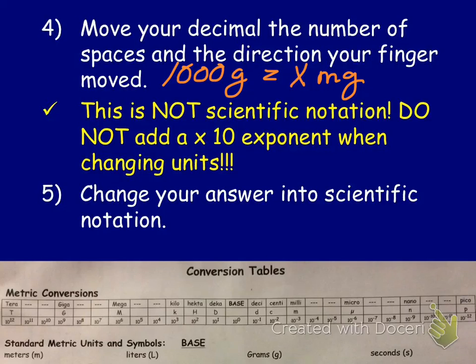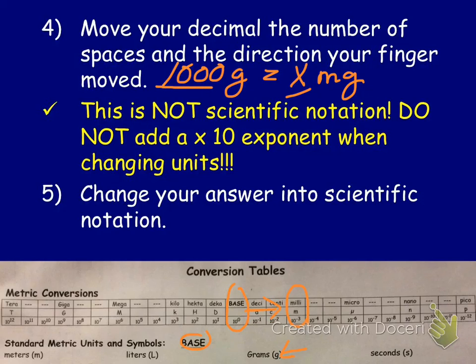So we were talking about 1,000 grams, and we want to know how many milligrams that was. We were at the base for grams, because grams is over here, it's a base unit. And we went to milli, because that's what we want to know. We know we had to move from base to milli this direction, and we needed to move our finger 3 times. So what we're going to do is move our decimal, the number of spaces, in the direction that our finger moved.